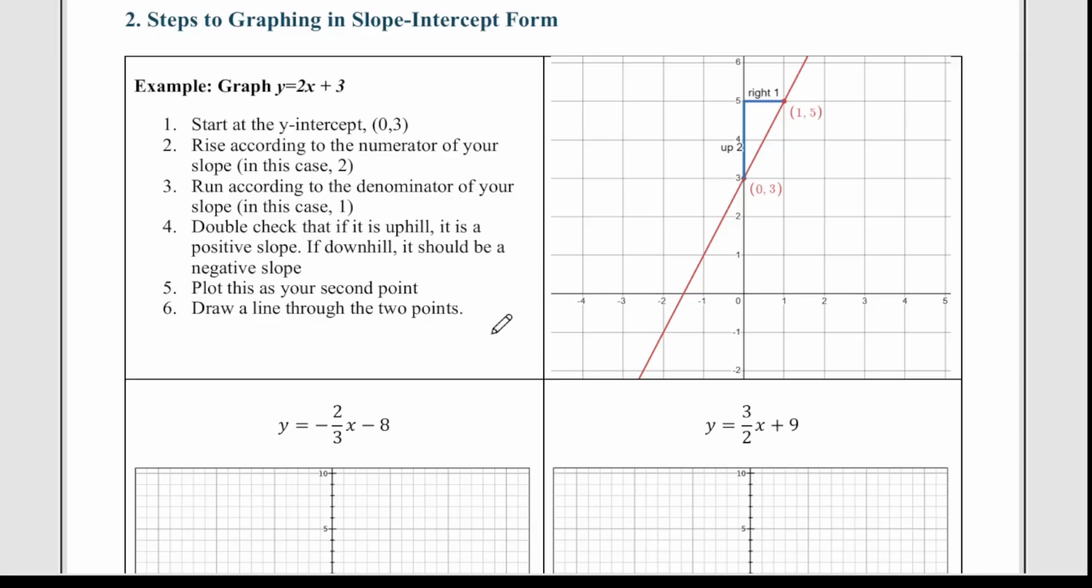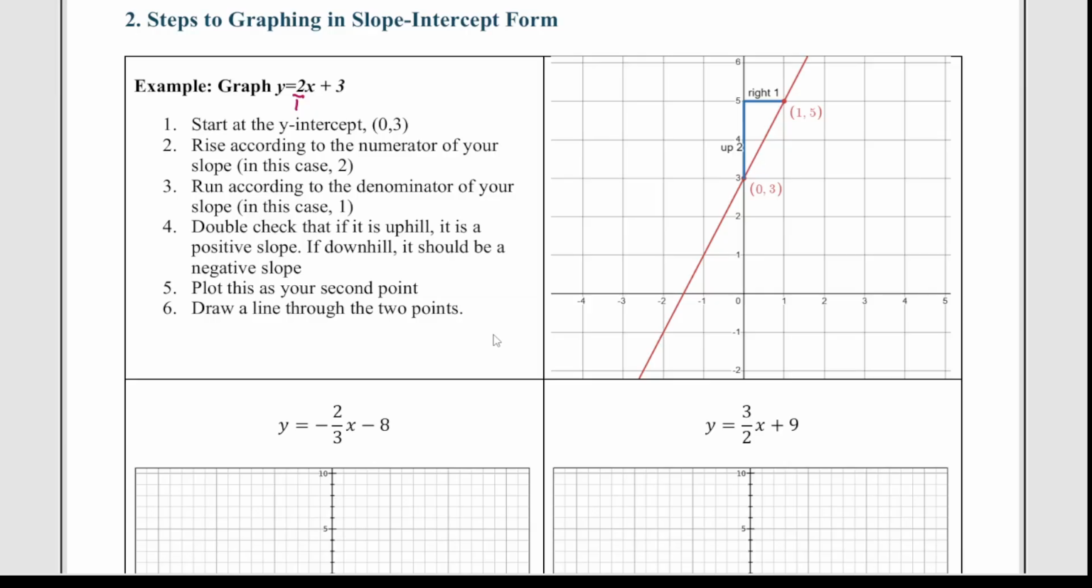This is kind of recapping those steps. So you always want to start at your y-intercept, rise according to the numerator of the slope. So if the slope is a whole number like 2, keep in mind 2 is secretly 2 over 1, so you'd be rising 2, running 1. And then you want to double check that if it's uphill, it's a positive slope. If it's downhill, it's a negative slope.